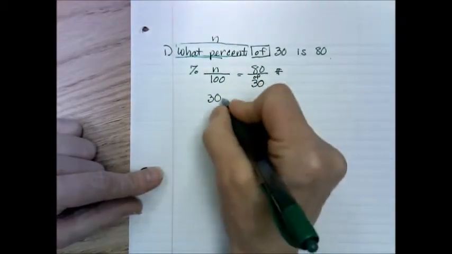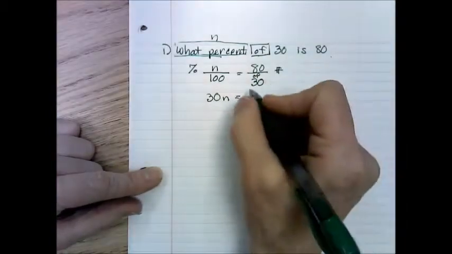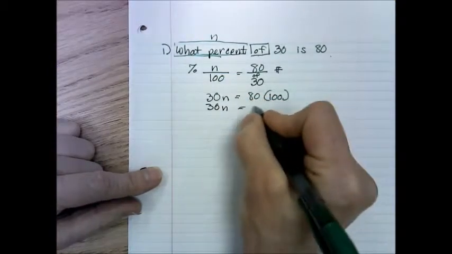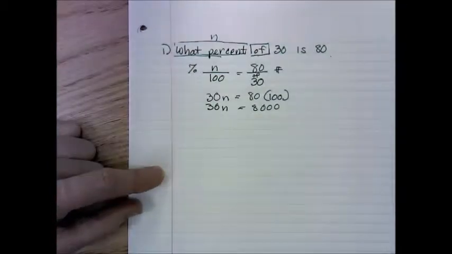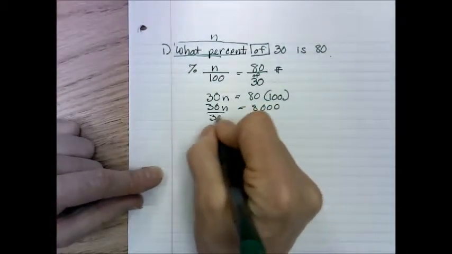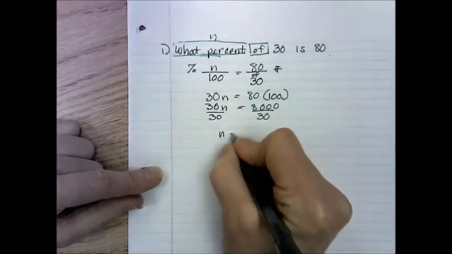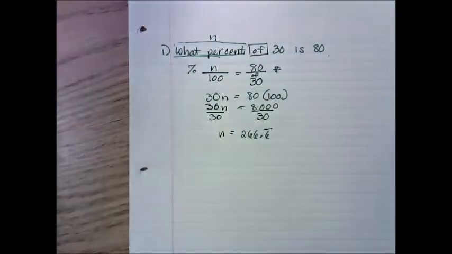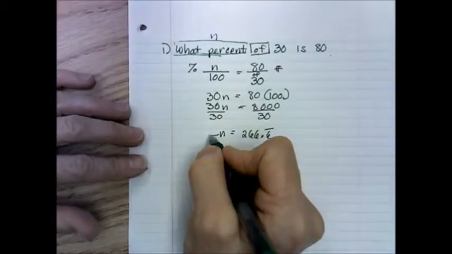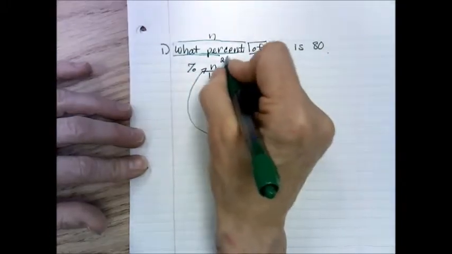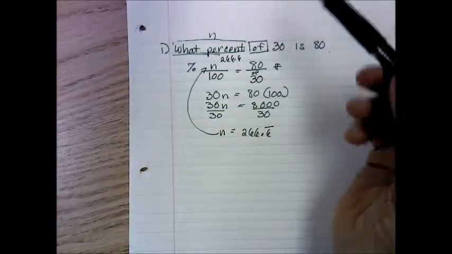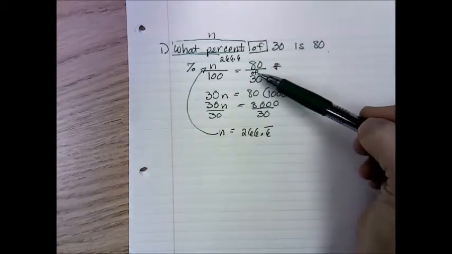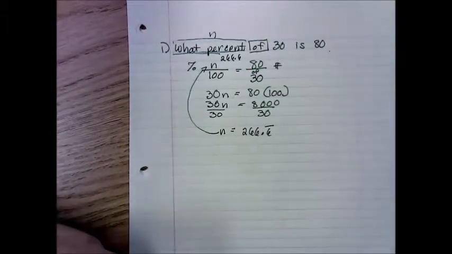So let's go ahead and write the equation using cross products. 30 times n equals 80 times 100. So 30n equals 8,000. And when we divide both sides by 30, n is going to equal 266.6 repeating. So if I was to put 266.6 up here, does that make sense? Yes, 266 is to 100 as 80 is to 30. All right, let's try another one.